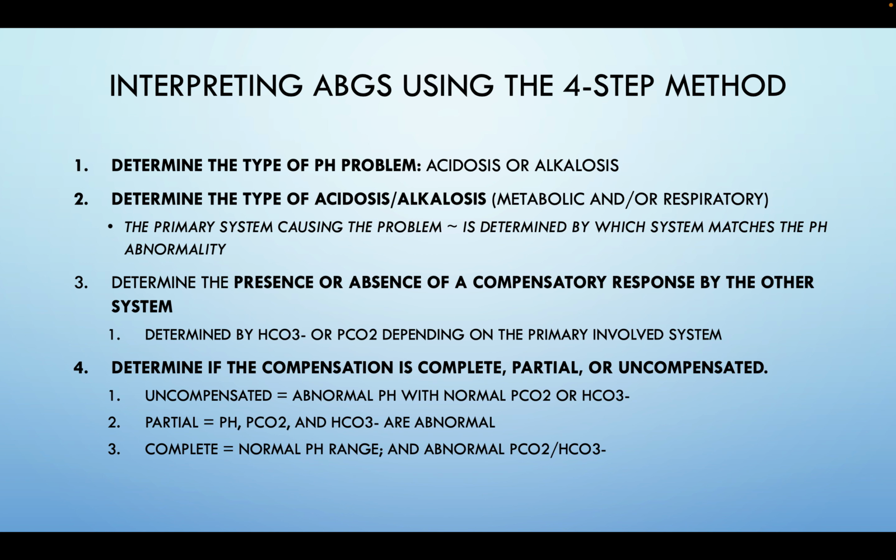Step 3 is determining if there is the presence or absence of a compensation by the other system using the bicarbonate or PCO2 depending on the primary system involved. And then step 4 is determining if the compensation is complete, partial, or uncompensated. Uncompensated means having an abnormal pH value with a normal PCO2 or bicarbonate. Partially compensated means having all three abnormal values. And lastly, complete compensation means having a pH within its normal range, while the other two variables will be abnormal.